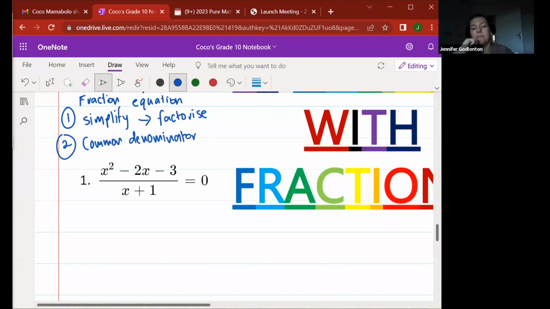All right, so if we have a look at this fraction on the left-hand side, how can I factorize that numerator? What could I do to factorize that numerator? I've got x squared minus 2x minus 3. How can I factorize that? Who can tell me what to do? Good, it's a trinomial. What would it factorize down to? What would be my 2 brackets?